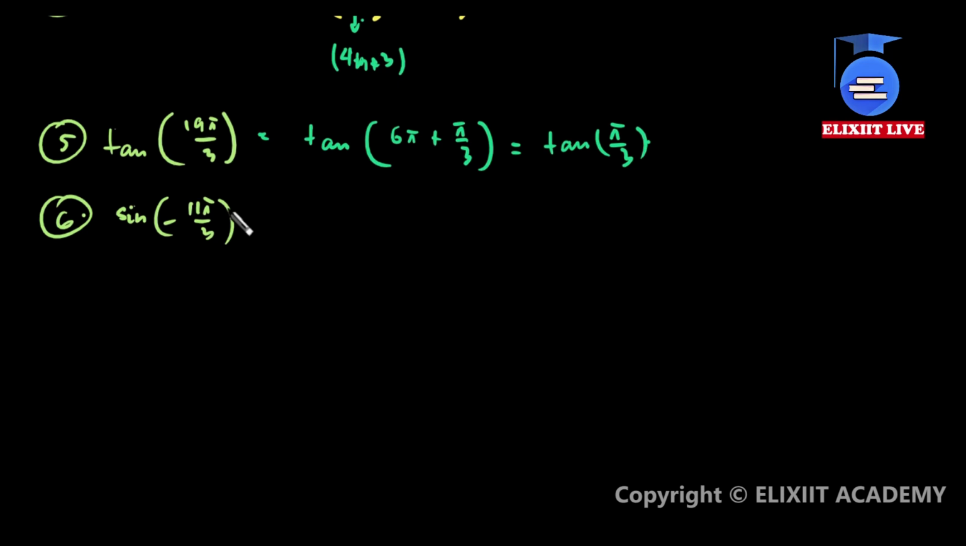Sine minus 11 pi by 3. You tell me what is sine minus 11 pi by 3. One more thing, I hope you do remember this. Sine minus theta is minus sine theta. Cos minus theta is cos theta. Only cos is changing. I hope you all do remember this.